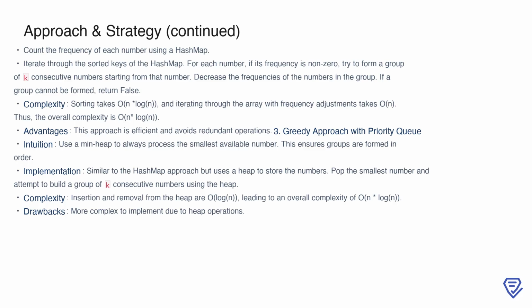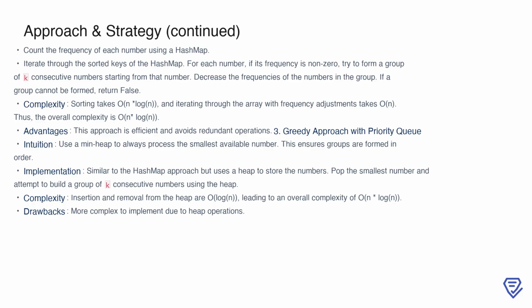Once we have this frequency map, we sort the keys of the map and iterate through them. For each number, if its frequency is greater than 0, we attempt to form a group of k consecutive numbers starting from that number. As we build the group, we reduce the frequencies of the numbers involved. If at any point a group cannot be formed, meaning a required number is missing or its frequency is insufficient, we return false. The time complexity of this approach is efficient.